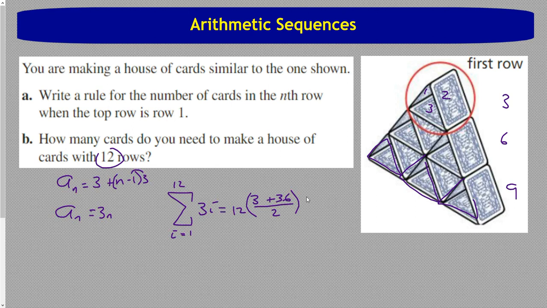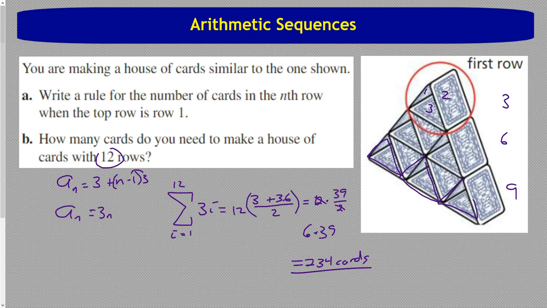So 3 plus 36 is 39, so I have 12 times 39 over 2. Well, what's 12 divided by 2 is 6, so I have 6 times 39. You could do that in your head if you want. 39 times 6 should be 234. You're going to need 234 cards to make a house with 12 rows. If you're interested, that's 4.5 decks.